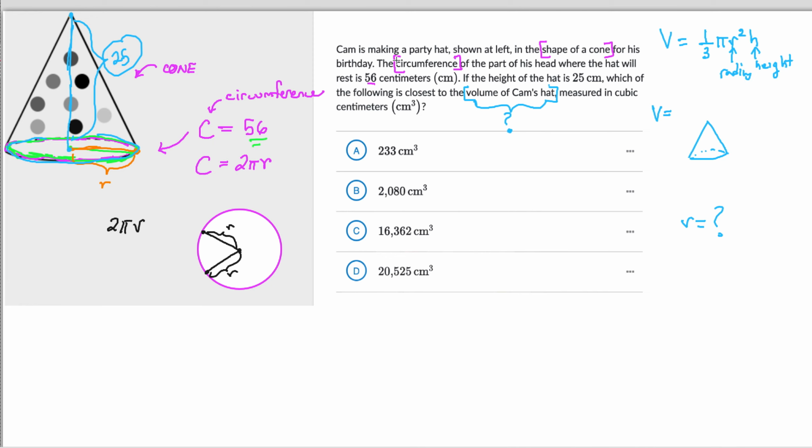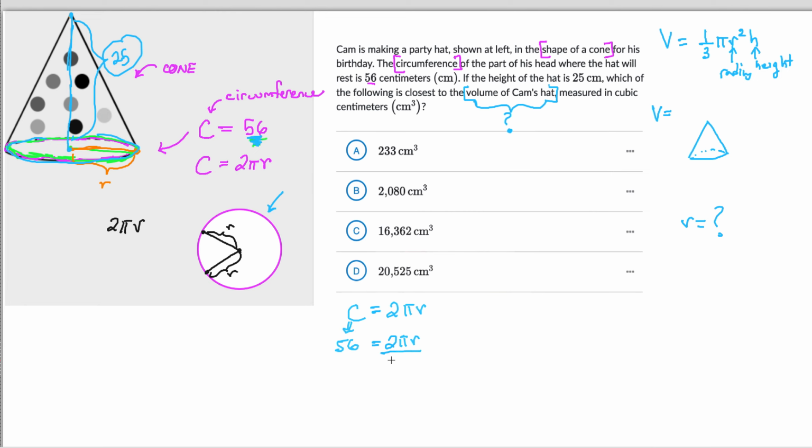I know that the circumference is 56 centimeters. And I know that the circumference of a circle is 2 times pi times the radius. So then that means that I can write a new equation. I know that this bottom piece here is in the shape of a circle, just like this one right here. And I know that the circumference is 56. So if I want to solve for r, circumference is equal to 2 times pi times r. I know the circumference. I know pi. I know 2 times pi times r. The only thing missing now in this equation is r.